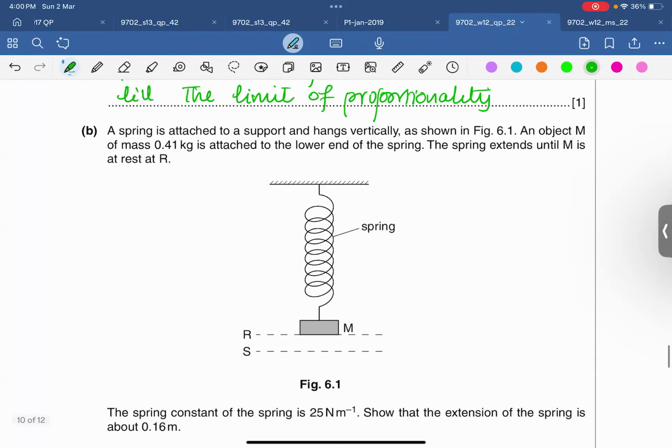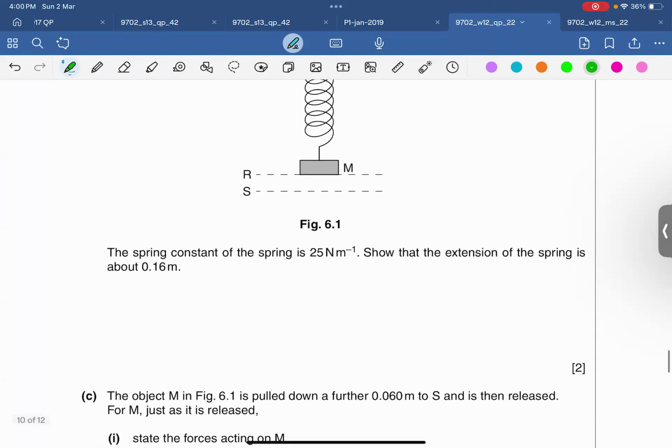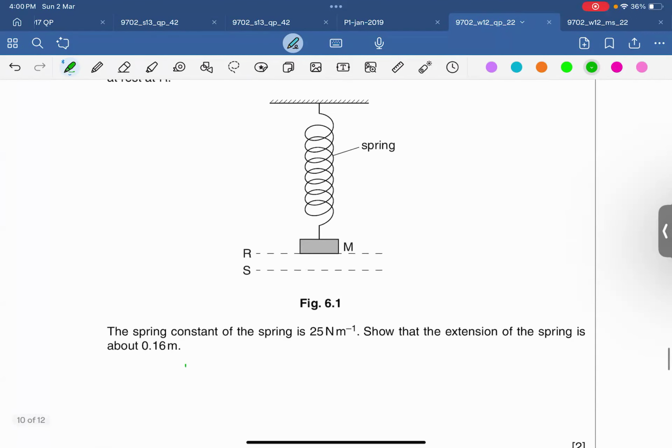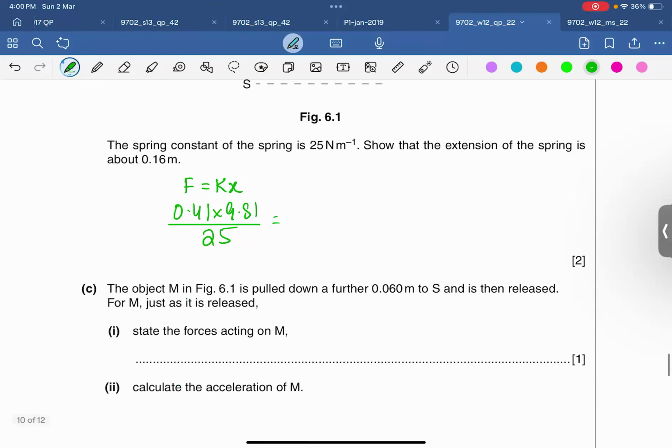हाँ जी, क्या कर सकते हैं? अच्छा, they have given you the mass, and the extension they are asking you to show. What do you do? फॉर्मूला लगा सकते हो. F is equal to kx, right? You calculate weight, right? Very good. So the mass is given. So 0.41 into 9.81 to get the weight, and divide by the spring constant, that is 25. So how much? 0.16. Okay, 0.16. So x is 0.16. आ जाओ भाई, आगे आ जाओ अब्दुलरहमान.